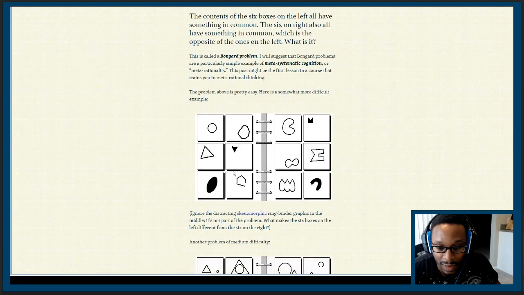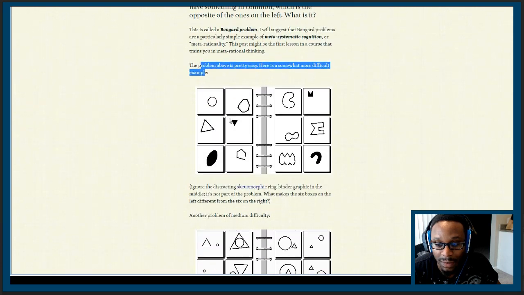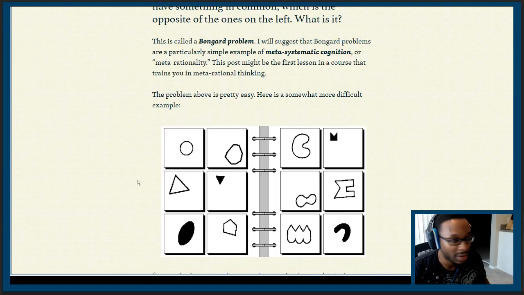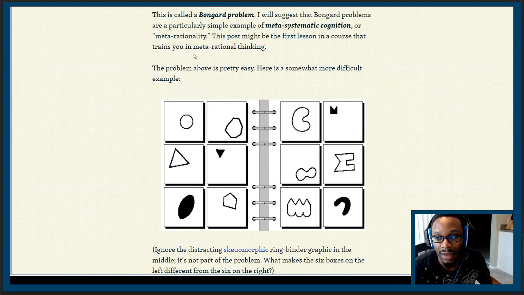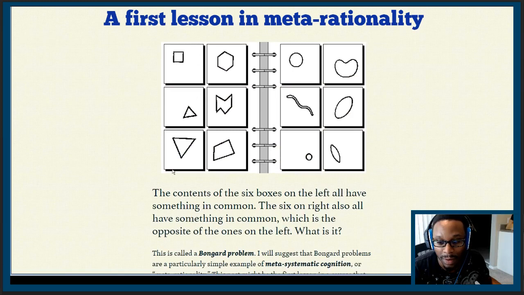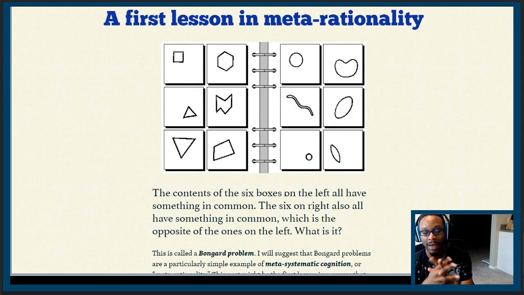Where's the good quotes? This is called a Bongard problem, and I will suggest that Bongard problems are a particularly simple example of meta-systematic cognition or meta-rationality. So here's the problem right here in front of your face. The problem above is pretty easy. So you start with this problem. The six boxes on the left all have something in common. The six on the right also have something in common, and the thing that the things on the right have in common is the opposite of the things on the left. So what is it?